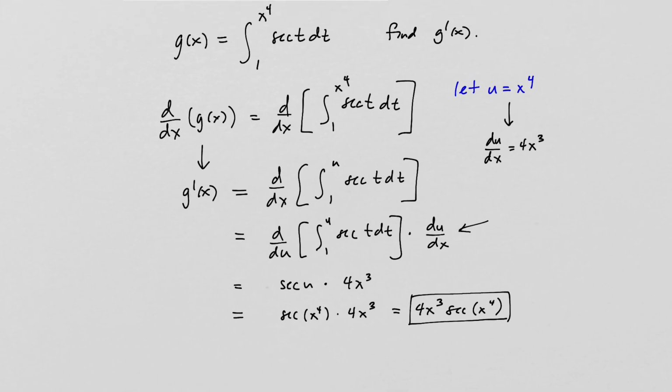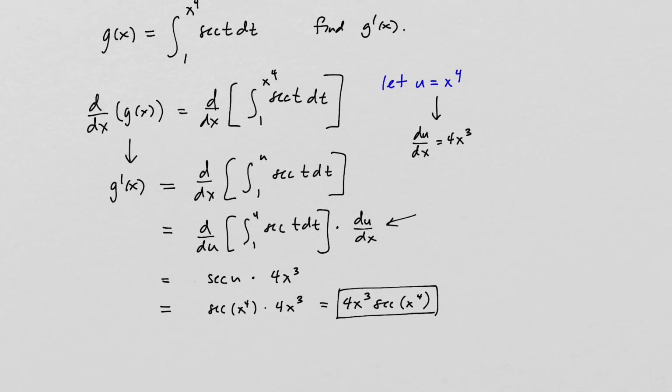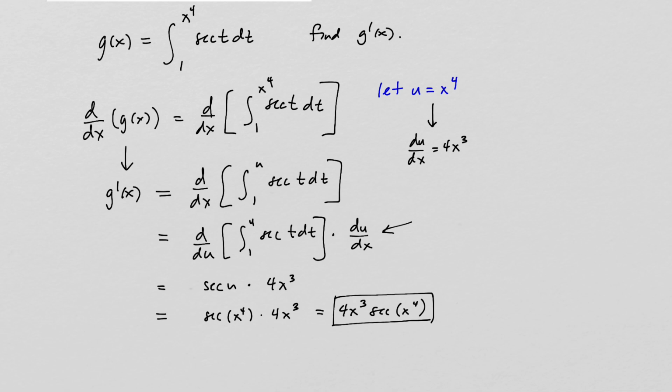So how does this work if you want a shortcut explanation of this? If you are taking the derivative of a function defined as an integral, you're basically going to get the function inside the integral. So that's the secant that you see here. However, you have to plug this variable in for t. So we have secant of x to the fourth. But because this is a composition function, you then have to multiply by the derivative of x to the fourth, which is why I have the 4x cubed here.